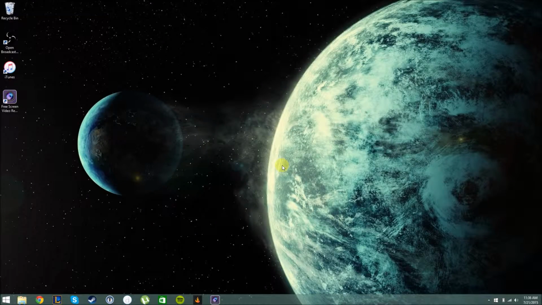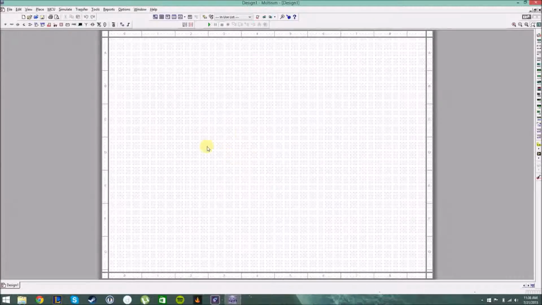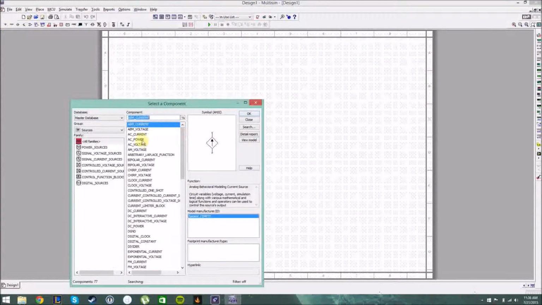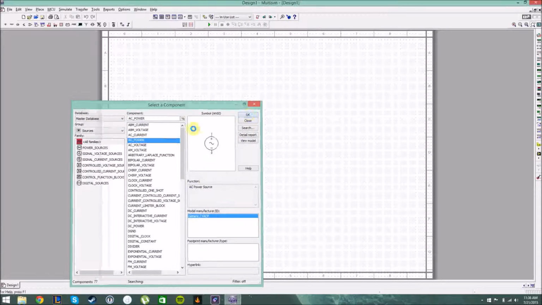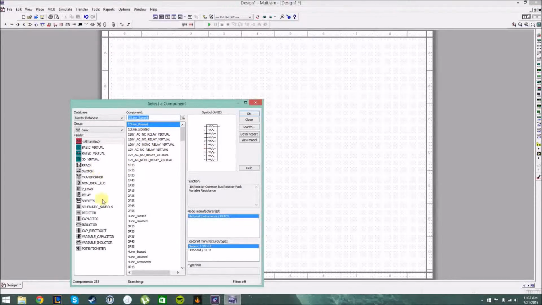Hello, my name is Richard, and here is the Multisim part of the AC circuit video. So let me go ahead and open up Multisim. Okay, so I'm going to go ahead and build the circuit in Multisim. The first thing we're going to need is the AC power. Gotta put it right here. Then we're going to need our resistors.